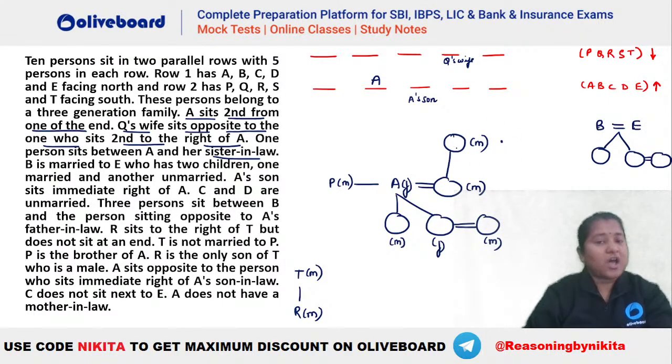That is given. So how many persons have we drawn in here? 1, 2, 3, 4, 5, 6, 7. 7 persons we have already drawn. Right? So now we have to place B and E. B and E have to be a couple such that they have two children. That is known. Right?